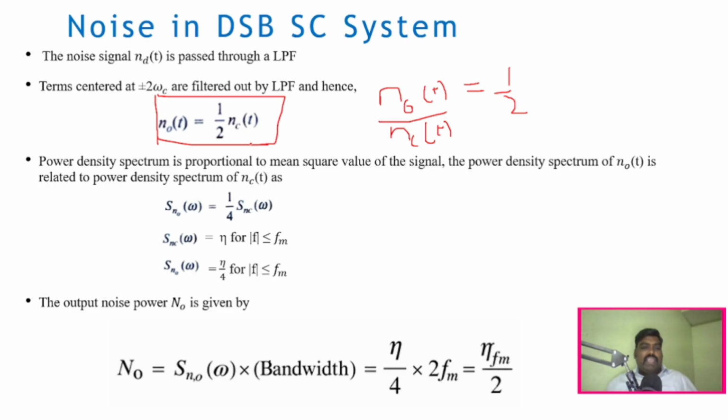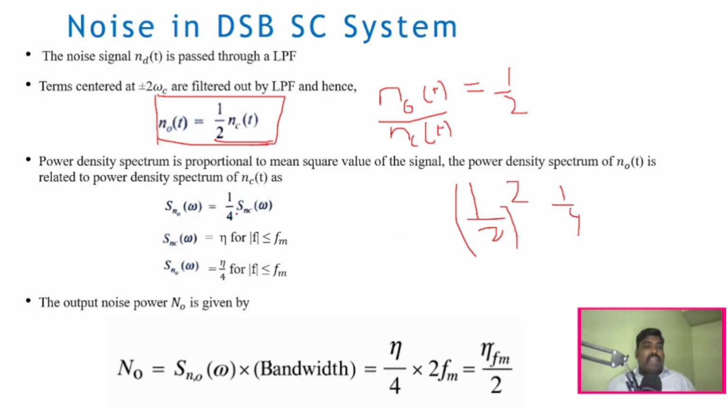And from this, we can calculate the total output noise power. How will you calculate the total output noise power? You can see here, we need to find the power spectral density. We know that power spectral density is based on the mean square value of the signal. What is the mean square value of the signal? It is nothing but the signal power. So now the mean square value will become 1 by 2 whole square, where it becomes 1 by 4.